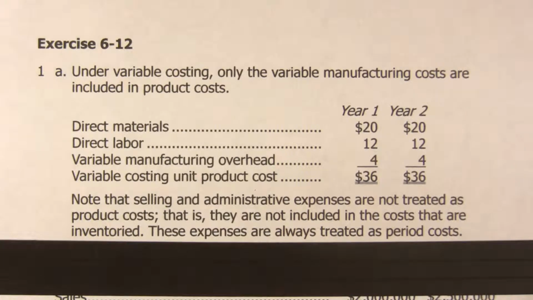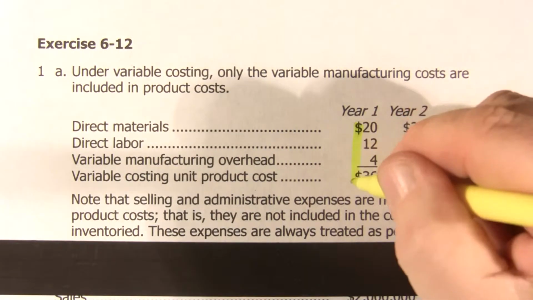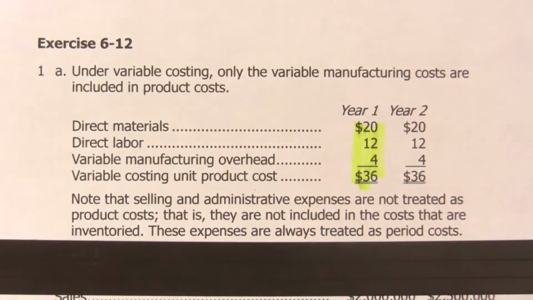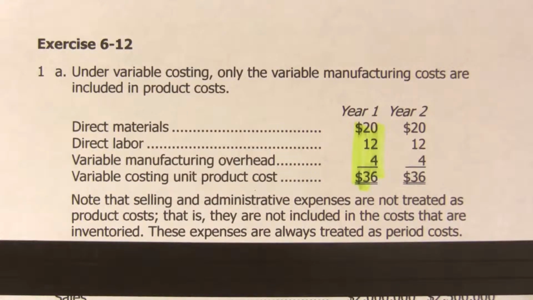Okay, exercise 6-12 asks us to compare an income statement under variable costing and absorption costing, and it asks us to compute unit price. Well, 1A says compute the unit price under variable costing for year 1 and year 2. Well, they're exactly the same. There's no change.